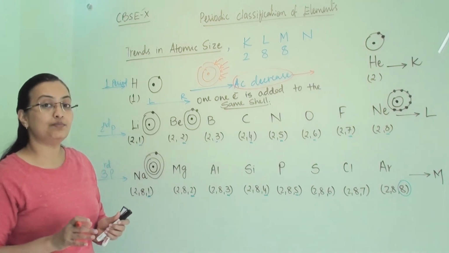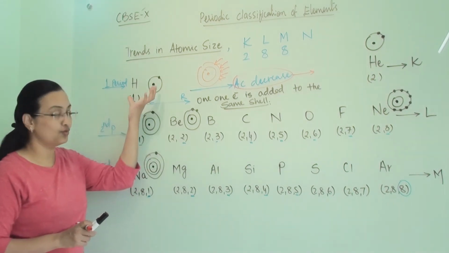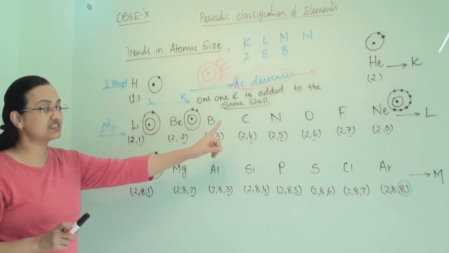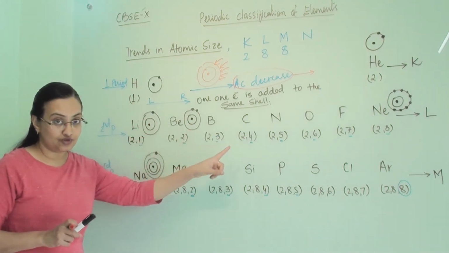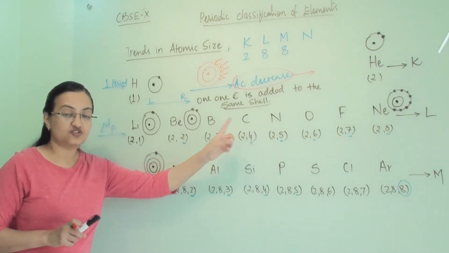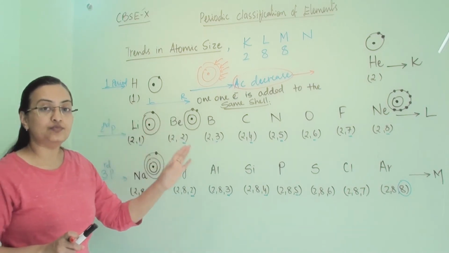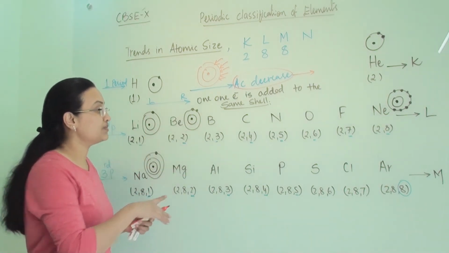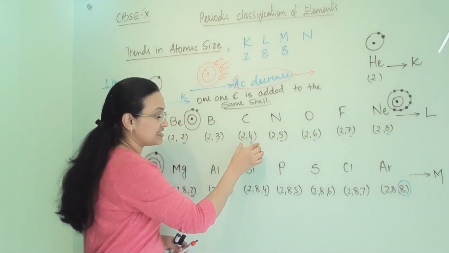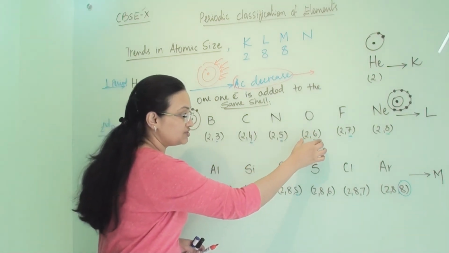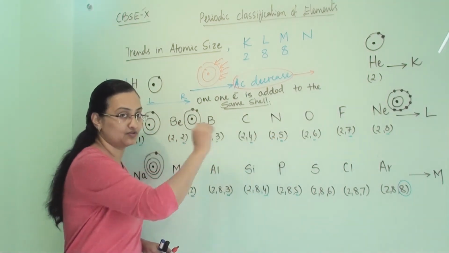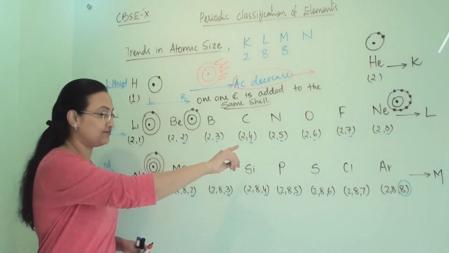Now let us see the pattern. What will happen when we go from top to bottom, or across the group? What we have discussed is from left to right, or we can also say that this is across the period. So across the period the atomic size will decrease. That also means that the size of nitrogen is smaller than the size of carbon. The size of oxygen is smaller than the size of nitrogen. That is the meaning of across the period and going from left to right.